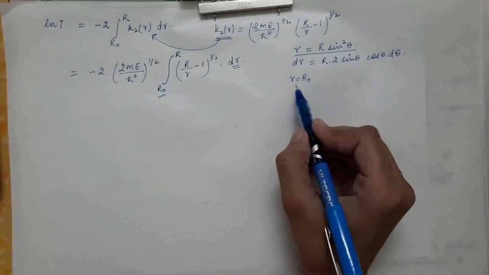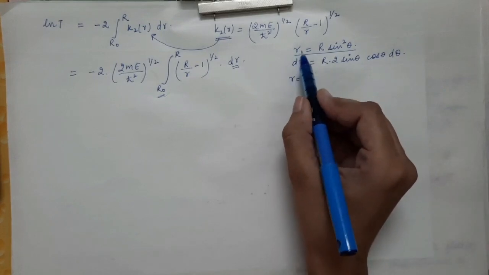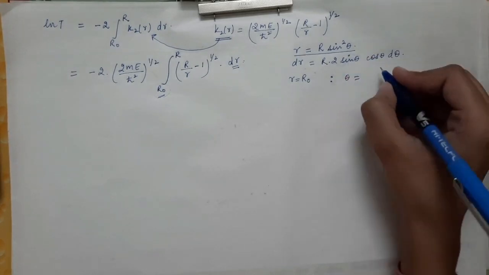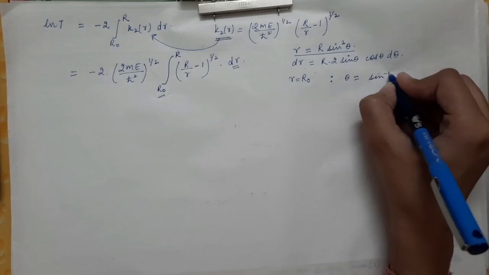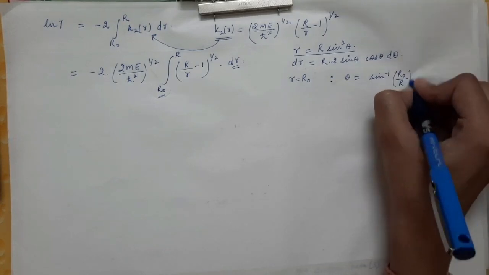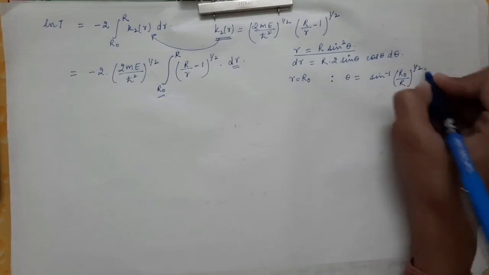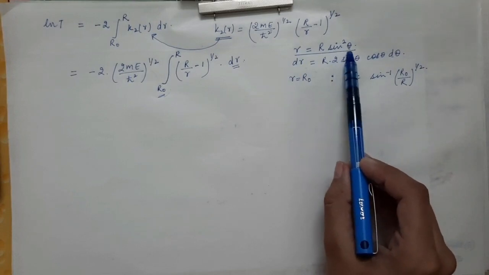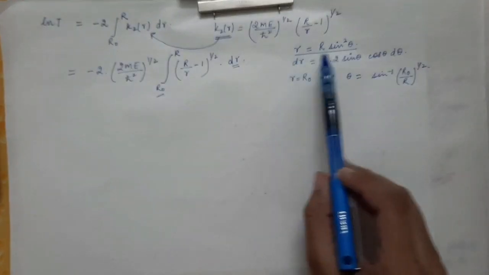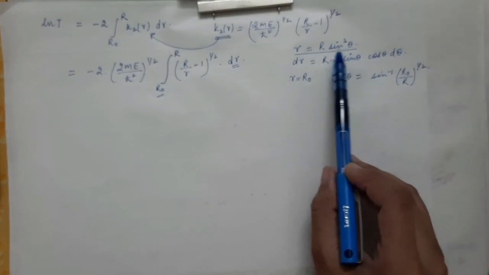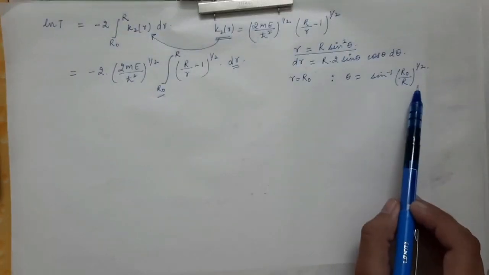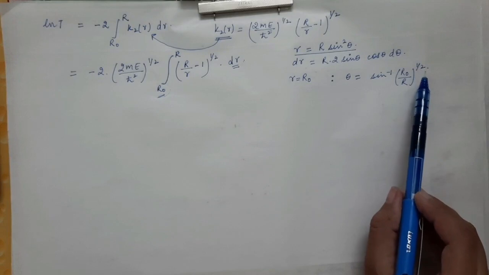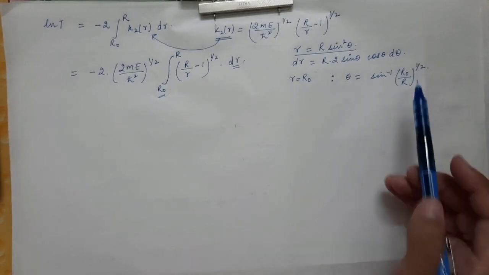So first, the lower limit is r equal to capital R naught. When you put r equal to capital R naught, you will get sine square theta equal to r naught divided by R, and then you will find sine theta equal to r naught divided by R, whole power 1 by 2. So theta will be equal to sine inverse of r naught by R power 1 by 2. So this is the lower limit of theta.